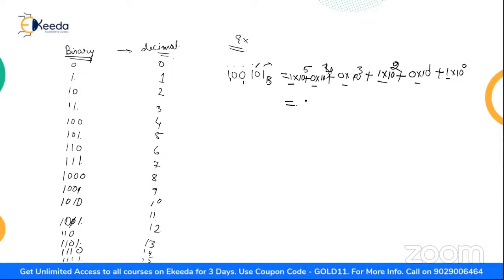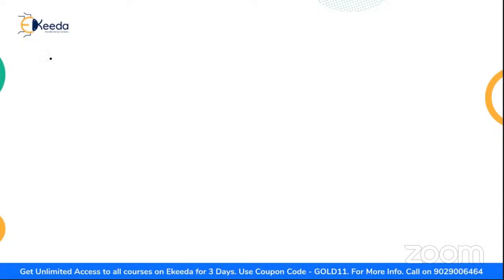So you can convert this one. This is one of the ways. The other way you can find out. Next we will see decimal to binary conversion.